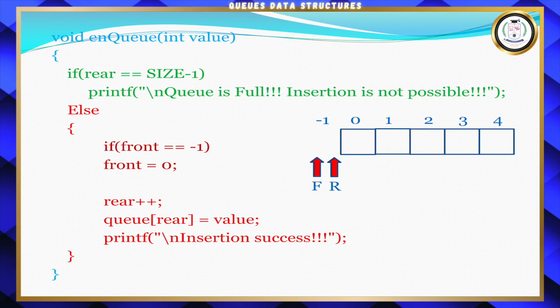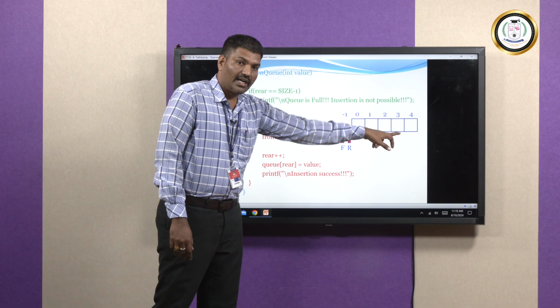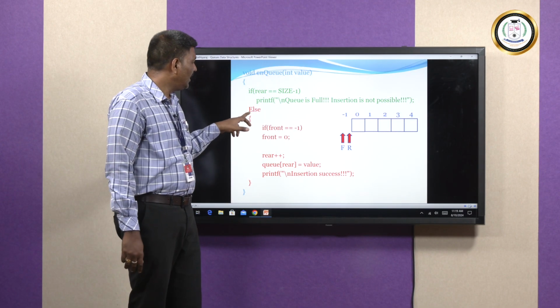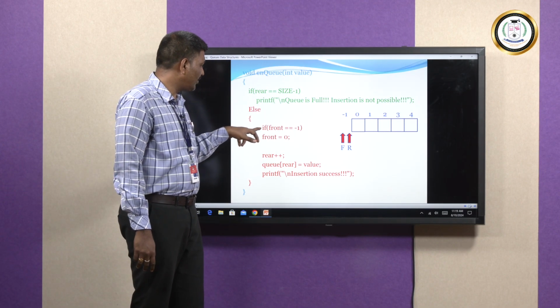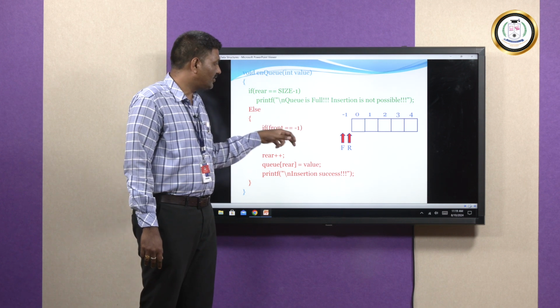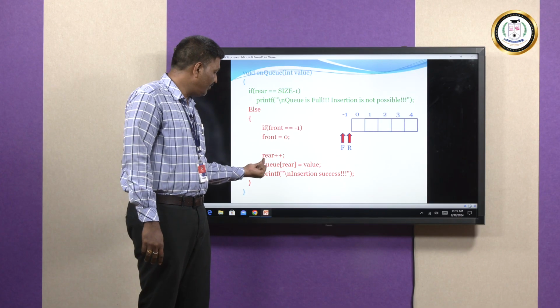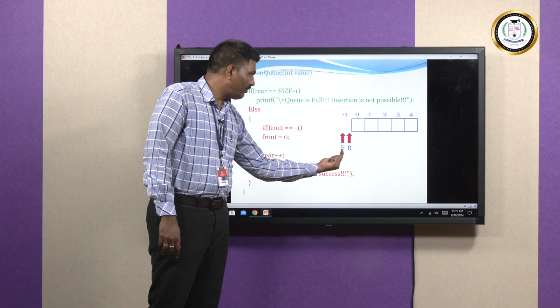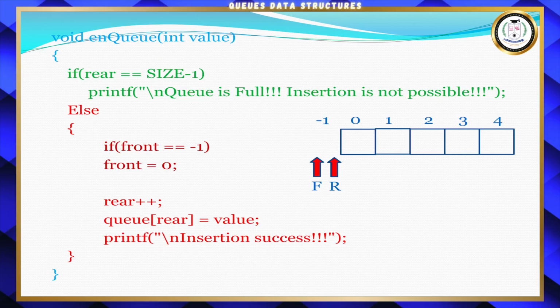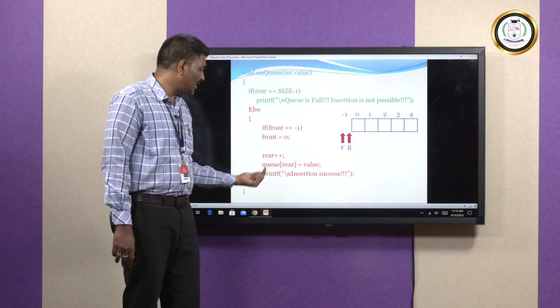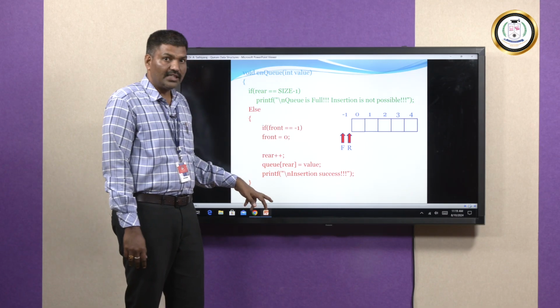If rear equal to size minus 1, that means what? Full condition. Then if that condition fails, we automatically go on: if front equal to minus 1, initially the front is minus 1, so we change the front pointer to 0. Then we increment the rear pointer, it will move from minus 1 to 0. Then q of rear, that is q of 0, equal to value, whatever value we provided is inserted here. Then printf insertion is successful.